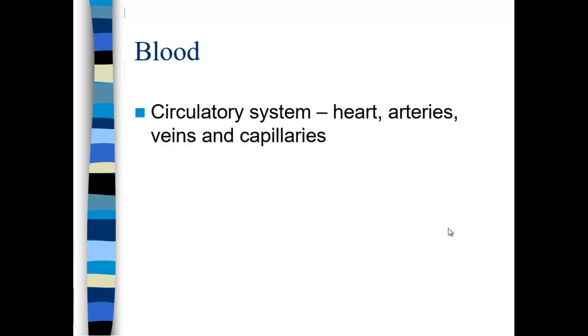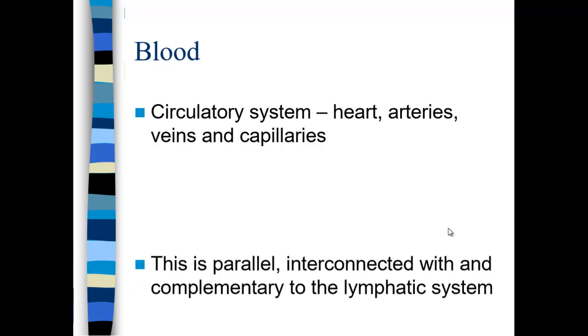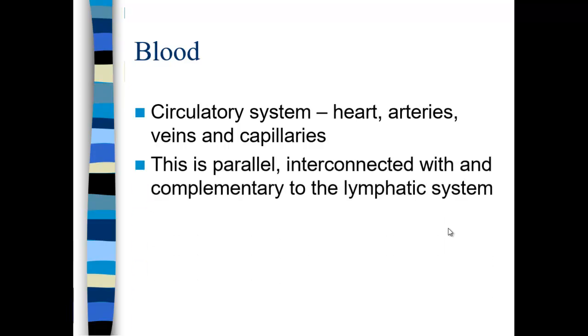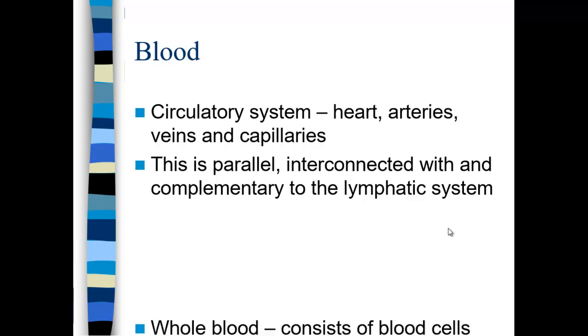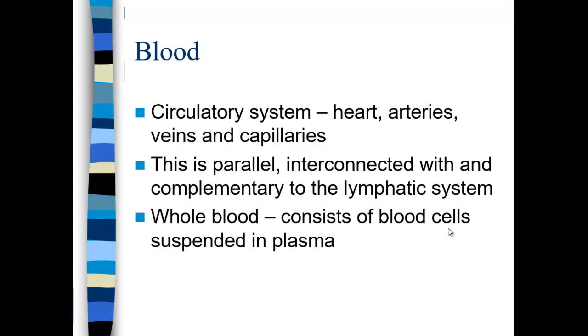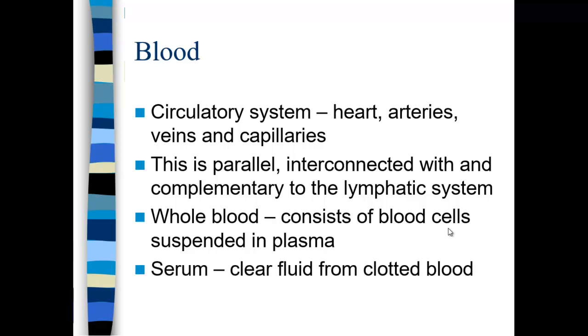In terms of the bloodstream, this is the circulatory system: the heart, the arteries, veins, and capillaries. It's parallel and interconnected and complementary to the lymph system. And circulating through the bloodstream is whole blood. This is blood cells suspended in plasma.